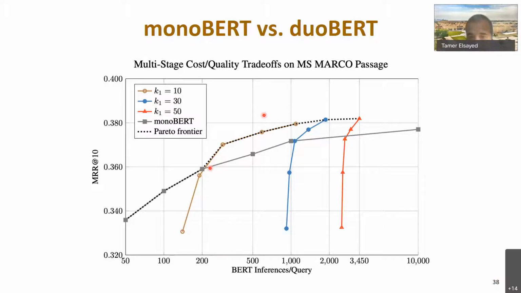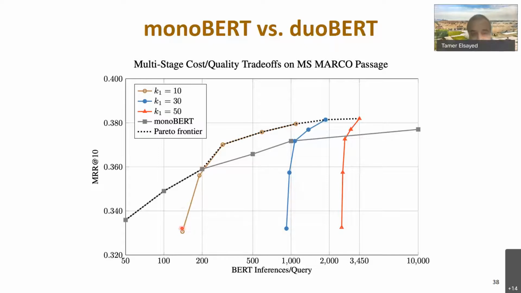But what is the value on the y-axis for this brown curve? It's always the effectiveness. Now I think we understand the meaning of both curves: the gray one, which is mono BERT only, and the brown one, which is duo BERT overall, using K1 equal to 10. What do we get from these two curves?